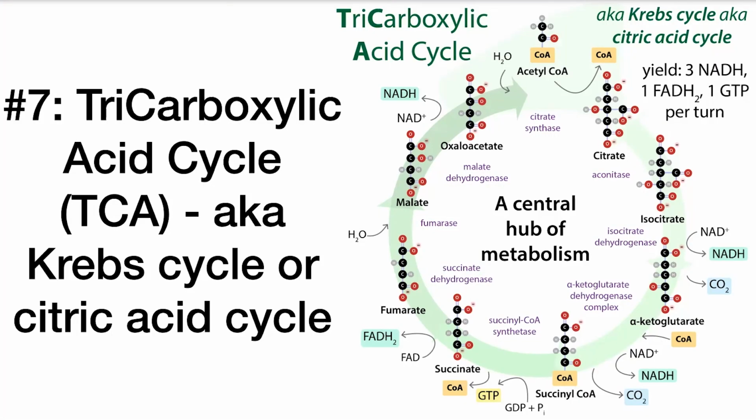Option number 7 is the tricarboxylic acid cycle, TCA, also known as Krebs cycle or the citric acid cycle. Yeah, it has a lot of names, but it also does a lot of different things. Because what happens is it's kind of like a central hub of metabolism. When your body is breaking down various molecules, they're broken down into intermediates of this pathway that can then enter. And then you can take out some of the intermediates of this pathway to make other things from them. So it's super duper important.